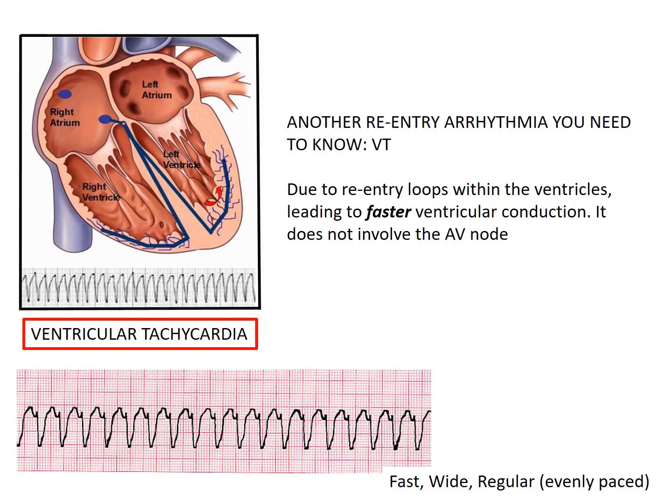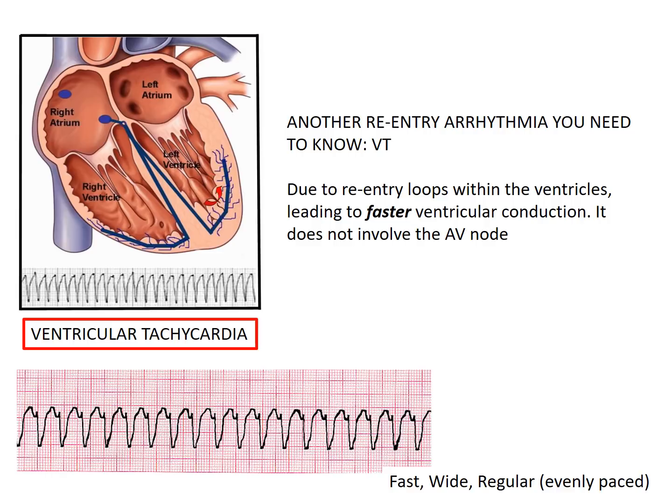Here is a re-entry arrhythmia that occurs in the ventricle only, and you can see in this animated graphic a spinning loop. Notice that that loop does not get up into the atrium and doesn't involve the AV node. So fast loops within the ventricle can lead to ventricular tachycardia.